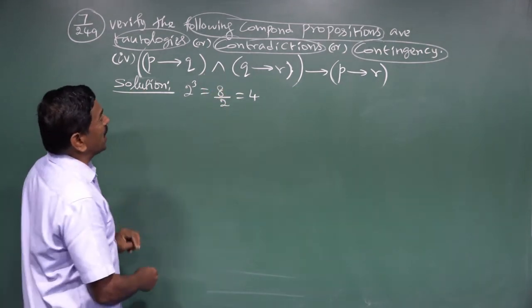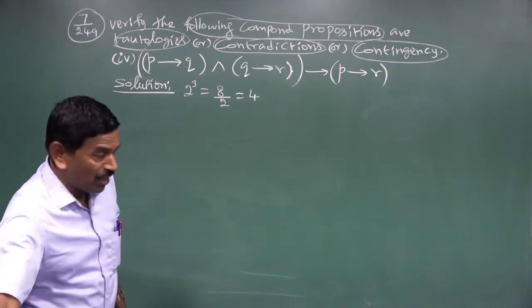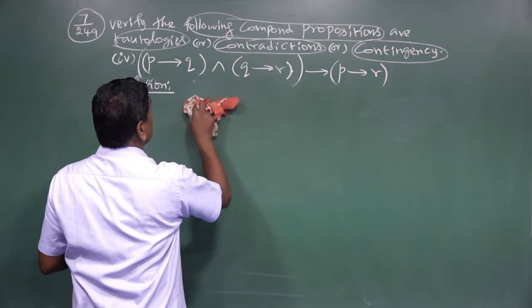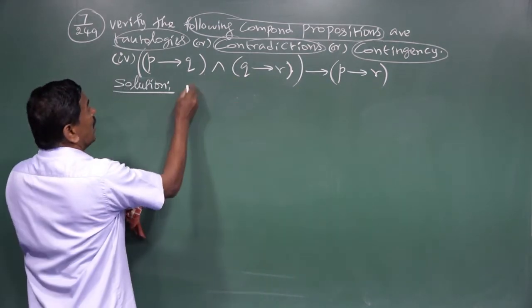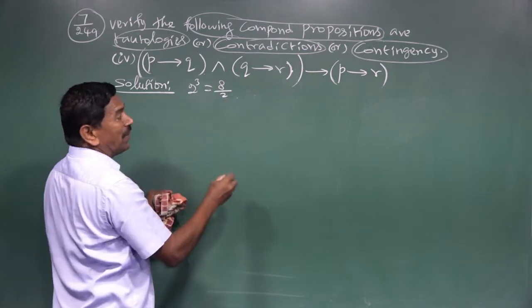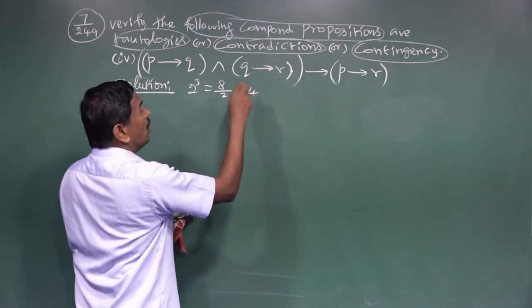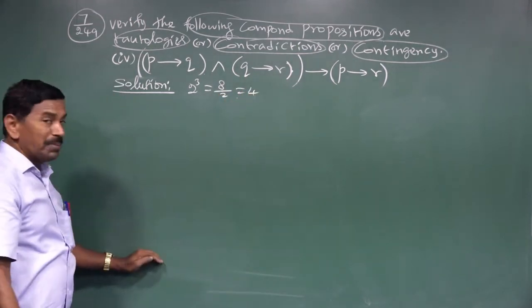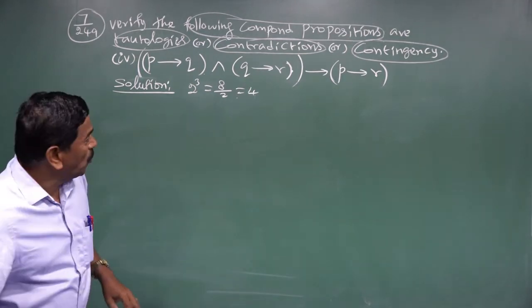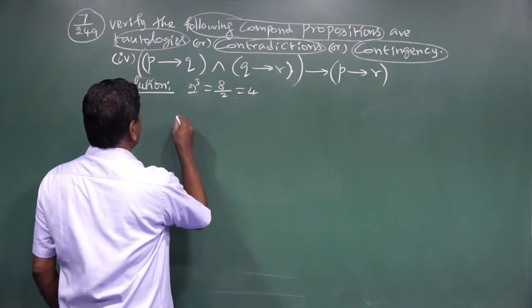The truth table contains 8 rows for our convenience. Because the place is not sufficient, I want to write somewhat upwards. Listen, the number of rows is equal to 2 power 3, which is 8. 8 is divided by 2, which is equal to 4, which means the first column contains 4 true, 4 false. That's the idea. Now I want to construct the truth table.